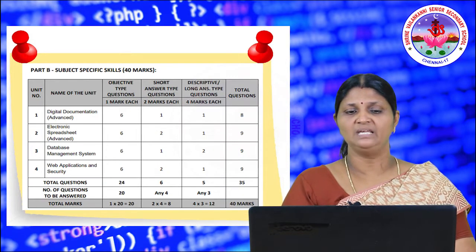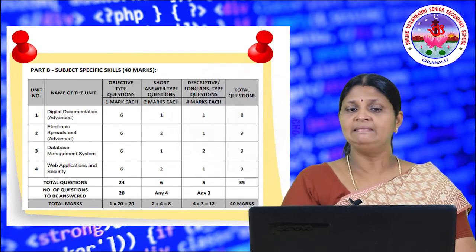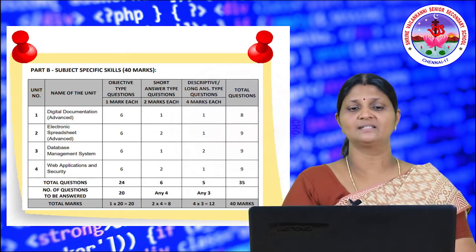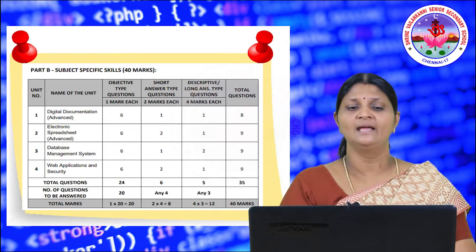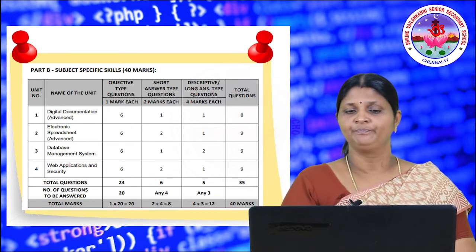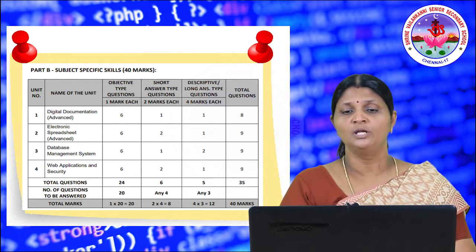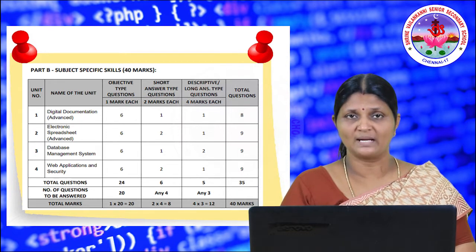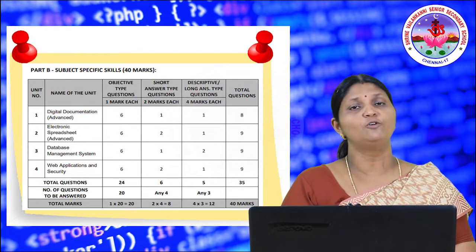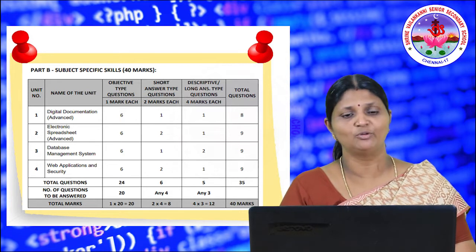Next comes part B, subject specific skills, that is for 40 marks. In this we have 4 units: digital documentation advanced, electronic spreadsheet advanced, database management system, web applications and security. Objective type questions, total number of questions 24. Short answer type questions, that is 2 marks questions, 6 questions. Descriptive long answer type, that is 4 marks questions, around 5 questions, totally 35 questions.